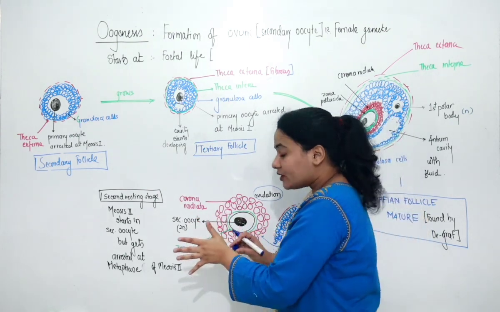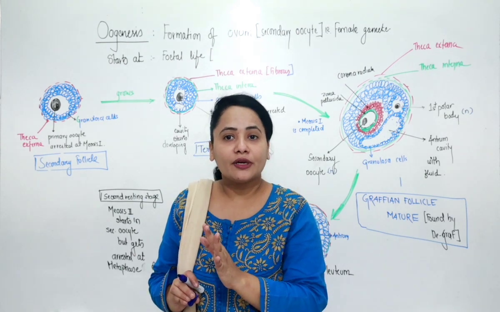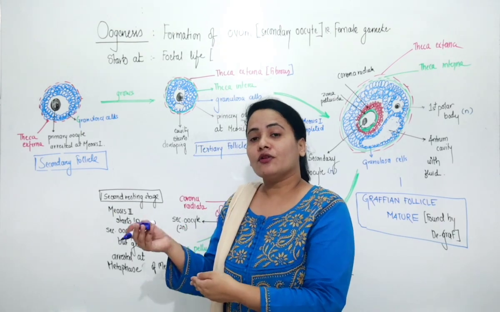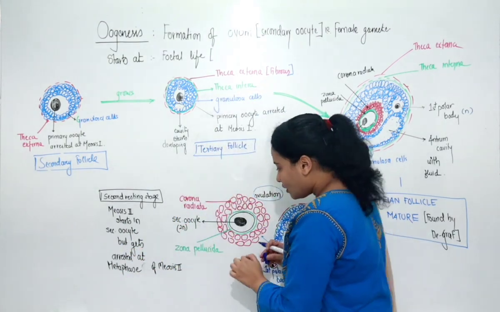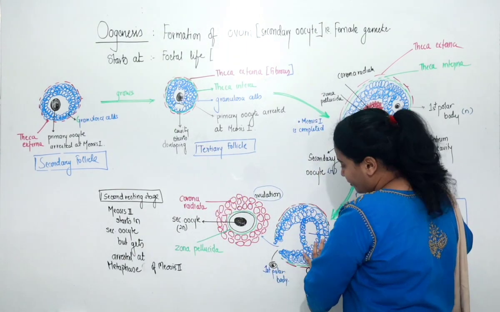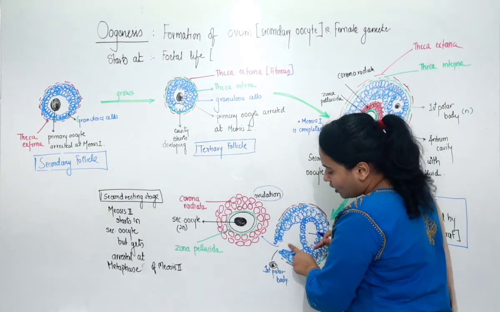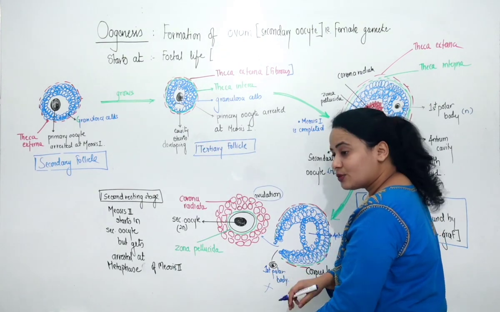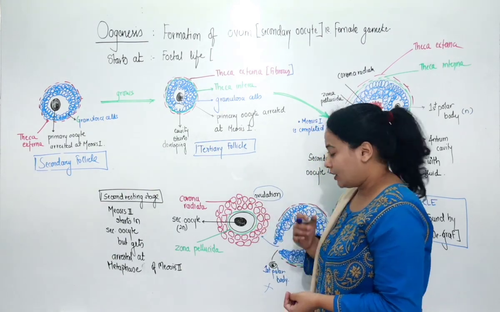Why do we call it a secondary oocyte? Because just now only meiosis 1 is completed. Meiosis 2 is yet pending. After completion of meiosis 2, we will call it ova. Remember this, okay? This is the ova which is released from the Graafian follicle. It breaks the Graafian follicle and the ova is released. Along with that, the first polar body is also released. We know that it degenerates because it is so small in size and does not have enough nourishment.